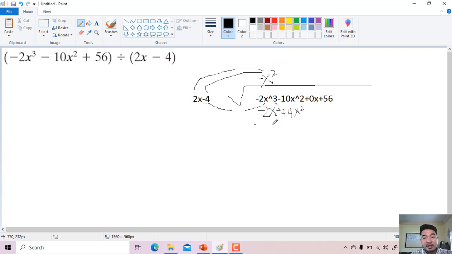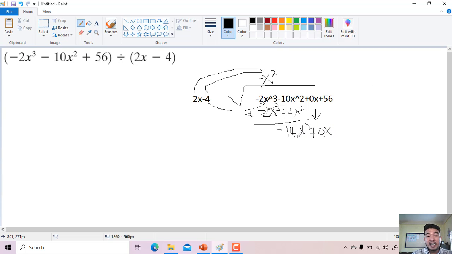And then after that, you subtract. So you canceled it out already because they are the same. And when you subtract the same numbers or polynomials, the answer is 0. So negative 10x squared minus positive 4x squared. So magiging subtraction, magiging negative yon. Then you proceed to addition. So negative 10x squared plus negative 4x squared will become negative 14x squared. And then you bring down 0x. So you have plus 0x.